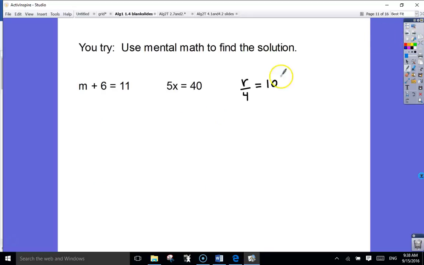So do those 3 for your U-try. Say in the first one. What number plus 6 equals 11? 5. What number times 5 equals 40? What number divided by 4 equals 10? 40. So mental math is easy.